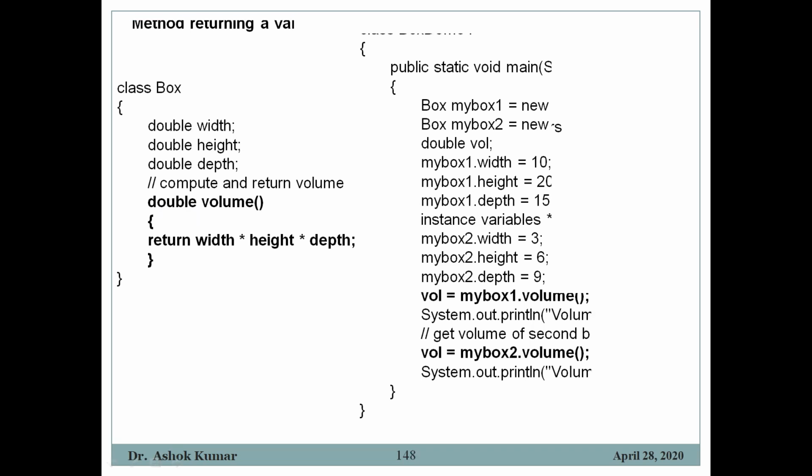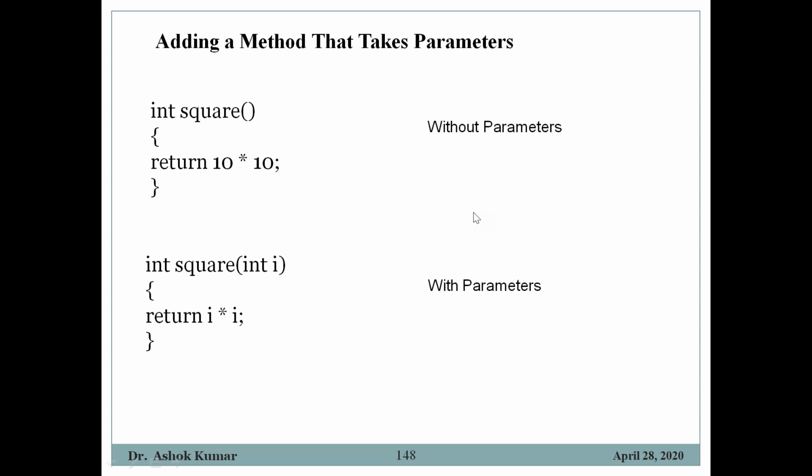Today we are going to discuss that we can add parameters to the methods as well. In this screen I have shown the two methods. One is square, which is without parameter. We are not passing any parameter to the method. This empty parenthesis indicates that the method is not receiving any value from the calling method, but it has one return type of integer.